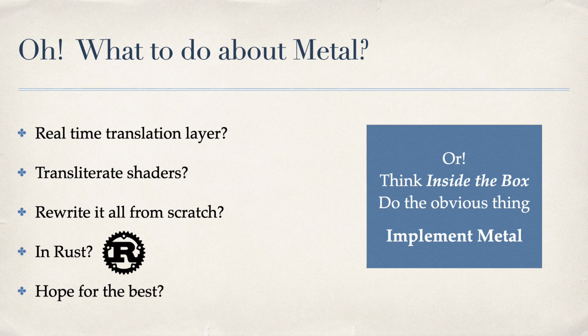So OpenGL and Metal are not dissimilar, so you could do a real-time translation layer. There is one, and it does work. You could do something fancy with trying to share the shaders and go to like an intermediate rendering toolkit, something like that. You could rewrite it all from scratch, maybe rewrite it all from scratch in Rust. Why not? Or you could just hope for the best. So that's actually that last one is what most users were doing. They weren't really thinking about it and kind of hoping it was going to be solved for them. Because to be fair, it's a huge amount of work.